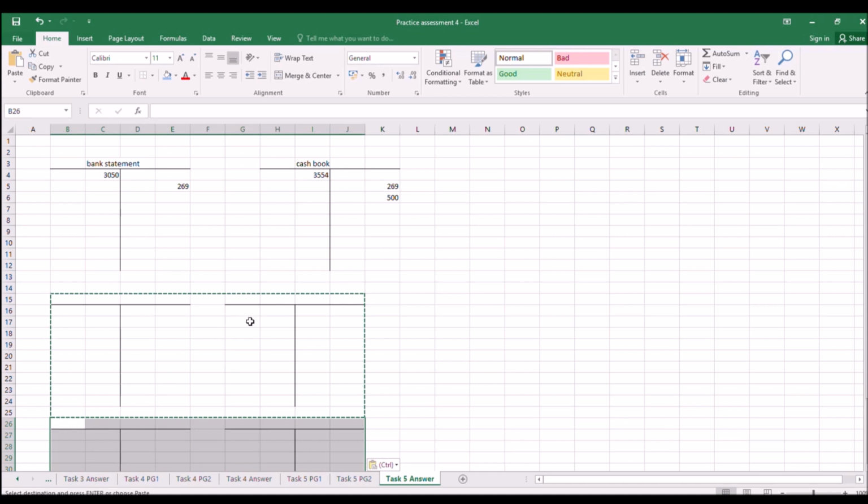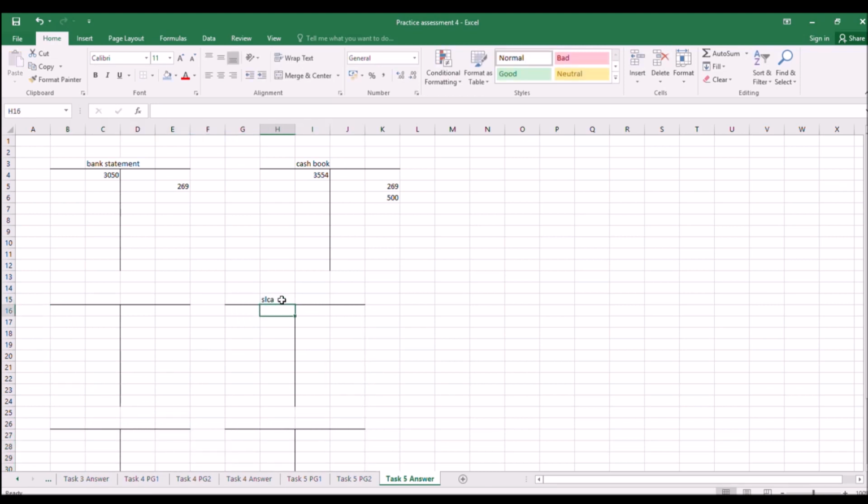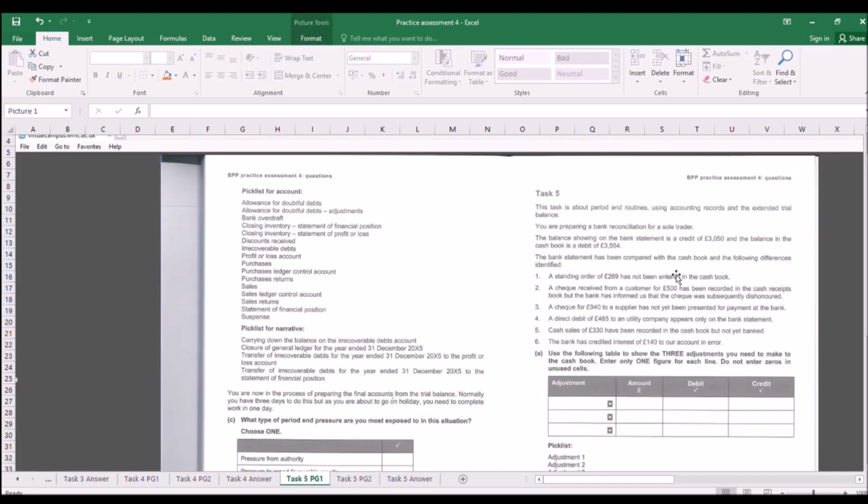So I'm going to be going sales ledger control account, 500 debit to complete our expenses, and we've also got some form of expenses thing over here, which was debit 269, credit the cash book 269, just so we can complete our general ledger double entry bookkeeping. Always makes it nice and neat.